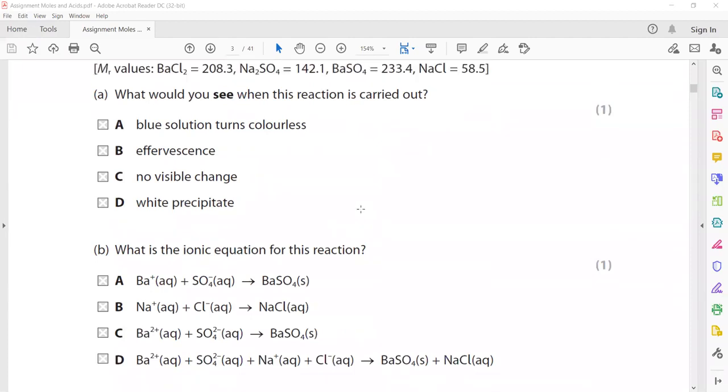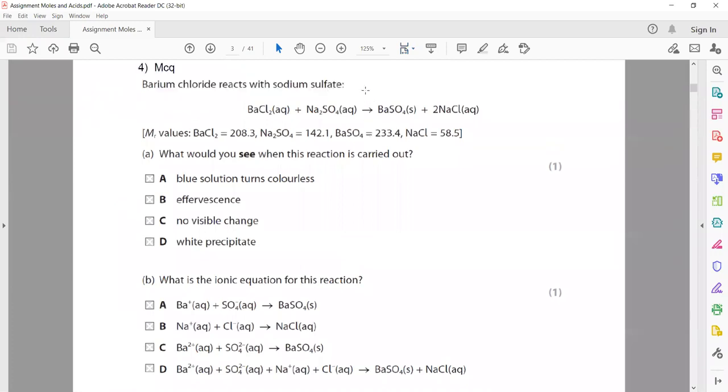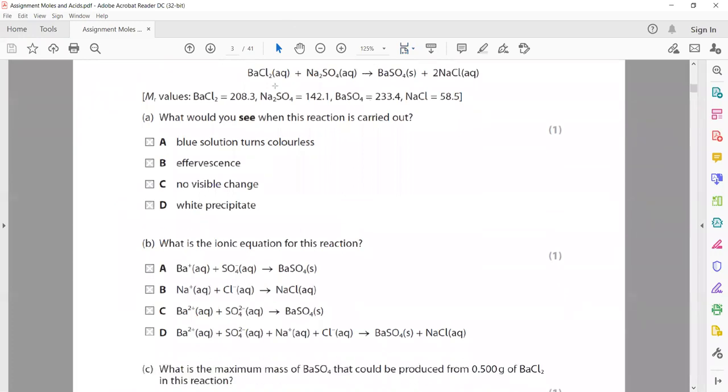What is the ionic equation for this reaction? So how can we write or work out the ionic equation? So we cancel out the common ions in aqueous. So here we have chloride ion common. We cancel out. We have sodium ion common. We cancel out. So we are left with barium ion and sulfate ion, which result in the formation of barium sulfate. So barium ion reacts with sulfate ion to give barium sulfate. So C is the right answer.